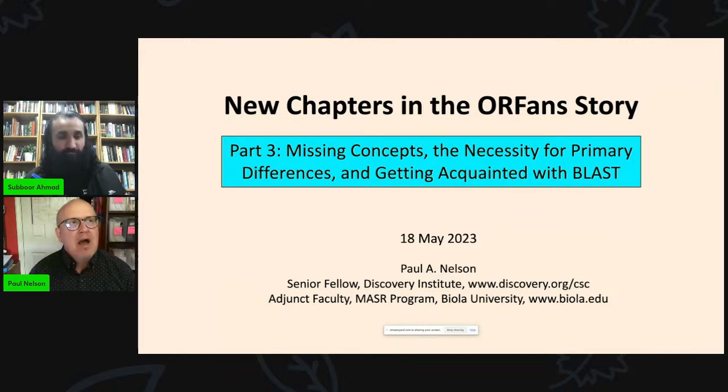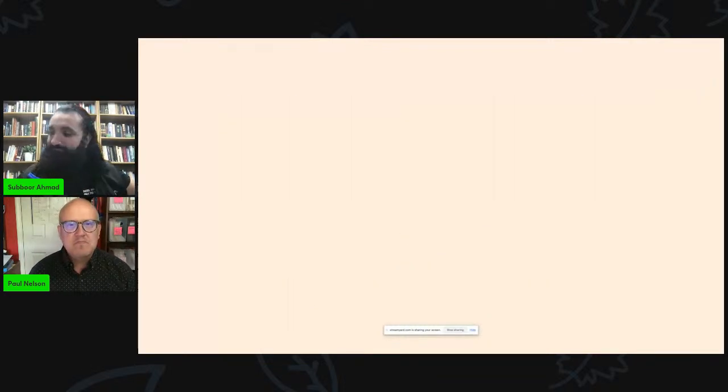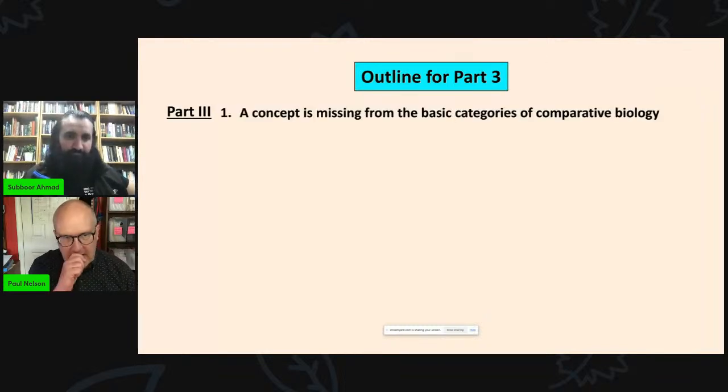will be the same. I'm going to try to finish up in about 45 to 50 minutes, leaving time for discussion. And I guess we should just jump right in. All right, let's do it. So here's my outline. For parts, the first is a concept missing from the basic categories of comparative biology, which I find really interesting. And I'll present in a few moments a theoretical matrix with 4 quadrants that will show you where that missing concept is and what the consequences are for not having it around.